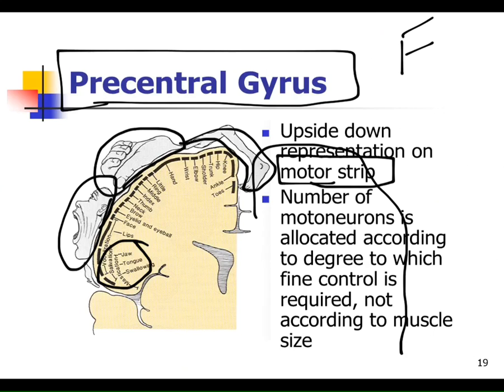Now, what side of the brain is this? It doesn't even matter to me. I'm losing my perspective here as I stand up here. But let's say this is the right side of the brain. This motor strip would be controlling the what? Left side of the body. Okay, so I just want you to remember that the motor strip is controlling the other side of the body.